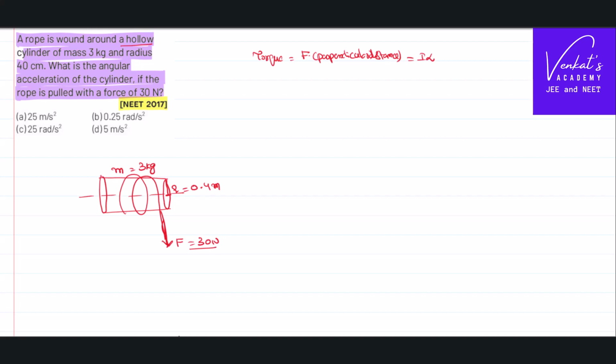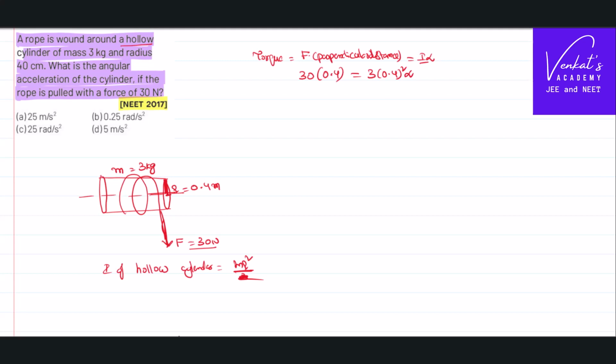Torque: force is 30 Newton. Perpendicular distance acting about the axis is nothing but radius, 0.4 meters, equal to I alpha. I of hollow cylinder, you shall know this formula. We can derive this. Only mr square. If it is a solid cylinder, it is mr square by 2. But for a hollow cylinder, mr square. So what is m? 3. R square is 0.4 square, that is I.